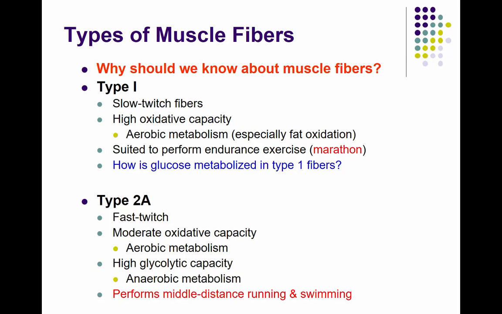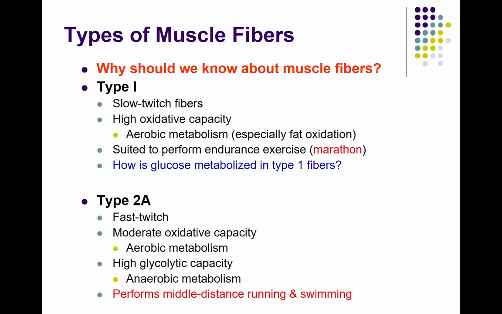Okay. The question for type 1 fibers is how is glucose metabolized in type 1 fibers? What do you guys think? Partial oxidation or complete oxidation? Most of the glucose should be completely oxidized in the type 1 fibers. So that's the reason type 1 fibers usually generate less lactate, right?